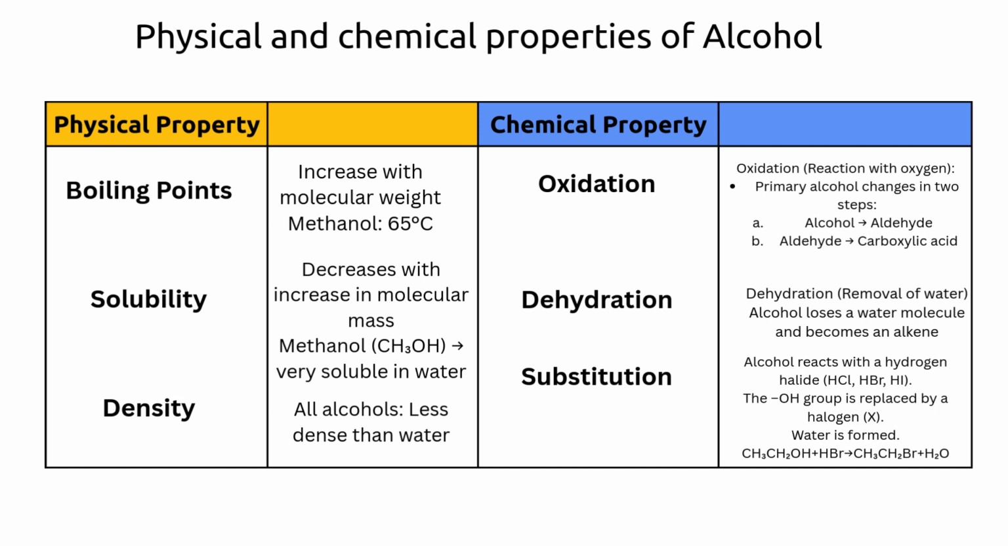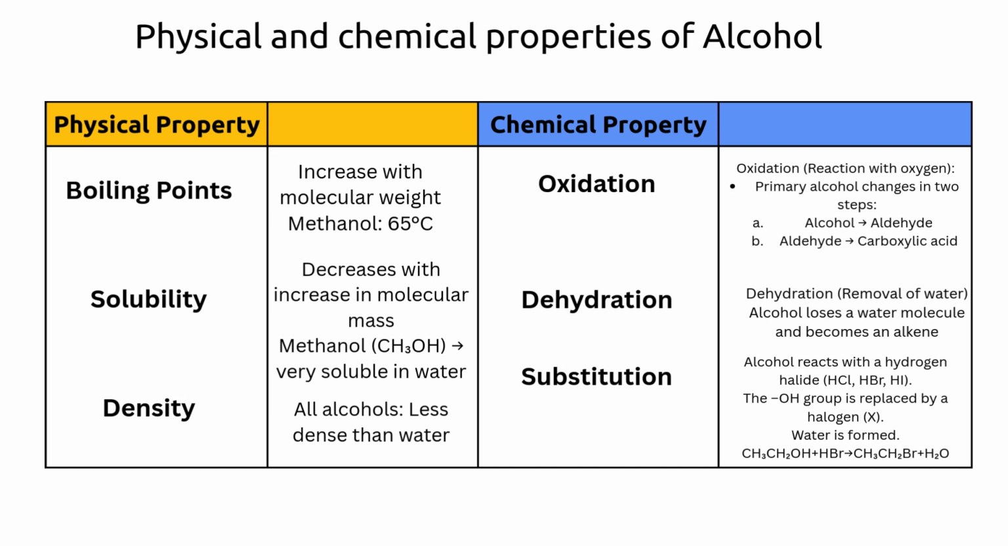Let us see the chemical property of primary alcohol. First is oxidation, which means the reaction of alcohol with oxygen. The alcohol changes in 2 steps. First, alcohol is converted to an aldehyde. Then aldehyde is converted to carboxylic acid. Next chemical property is dehydration. Dehydration means removal of water. Alcohol loses a water molecule and becomes an alkene.